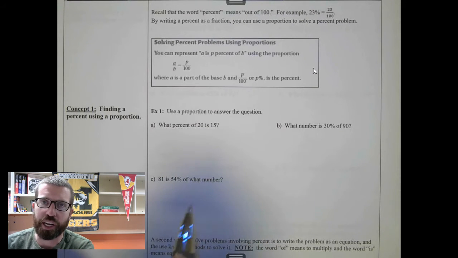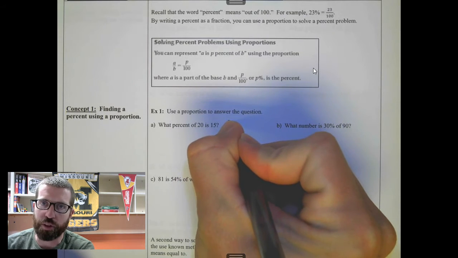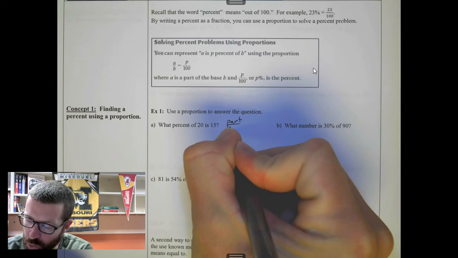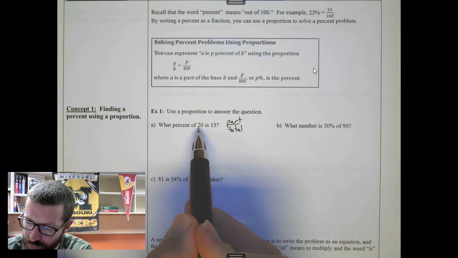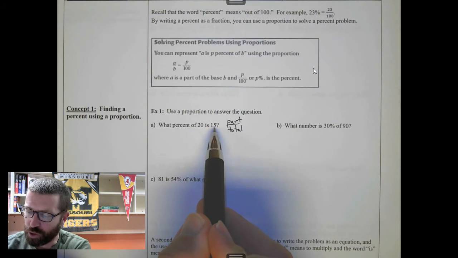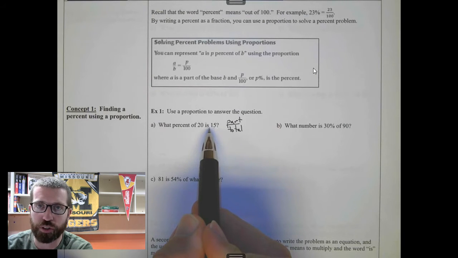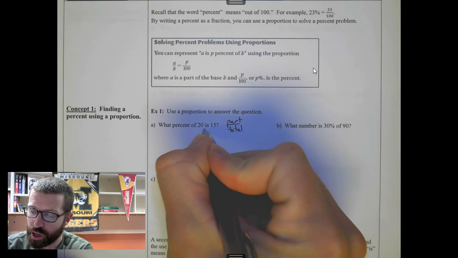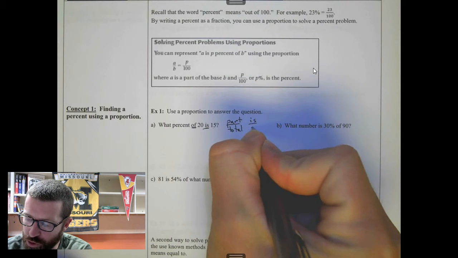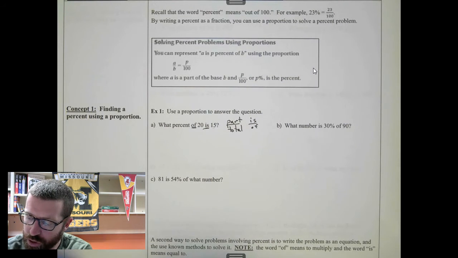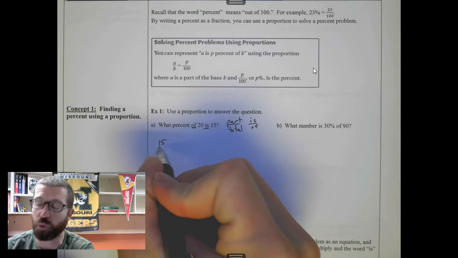We have to figure out what they're asking for, and then always identify the part and the total. So we're going to do part over total for our proportion. What percent of 20 is 15? So 15 is the part. This would be like 15 out of 20. Another shortcut is you always do "is over of." That's another shortcut for writing these proportions.